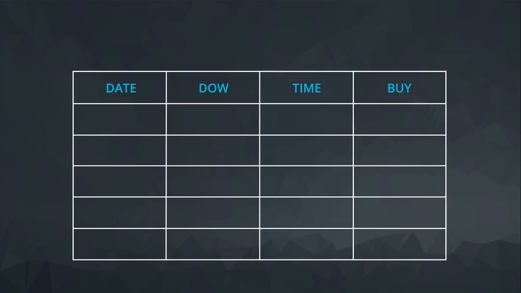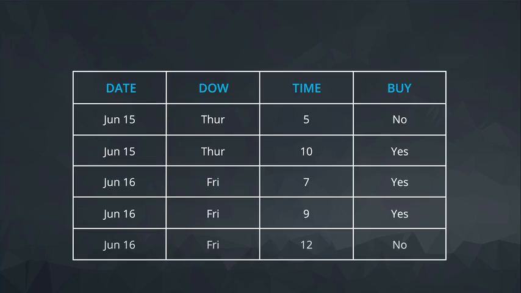Let's say we have a visitor on Thursday, June 15th. The visitor stays on our site for 5 minutes and doesn't buy an item. Then a second visitor visits the site on the exact same day for 10 minutes and they do buy an item. Notice how each of these individuals has been added to our spreadsheet. We might have many more visitors and we could update our spreadsheet accordingly.